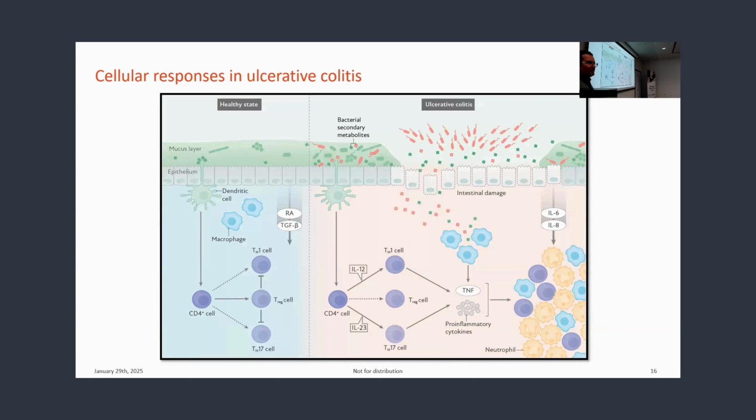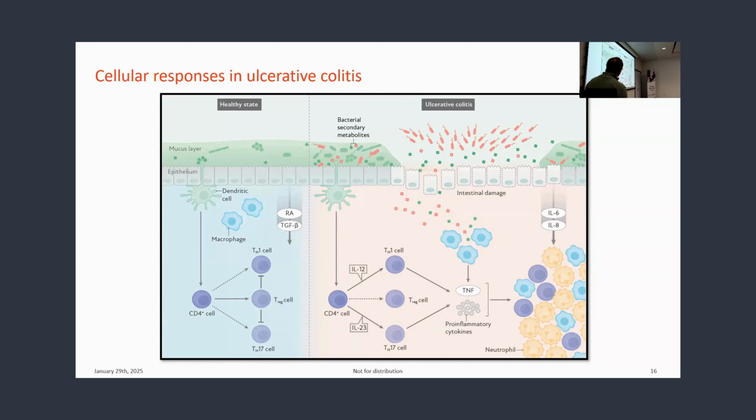So how does MB310 work, or how do we think MB310 is working? First, I'm going to remind you a bit of the cellular responses in ulcerative colitis pathology. In normal physiological conditions, you have a healthy microbiome. This is a very elusive term. You have a healthy mucosal and epithelial barrier, and the immunological scene, both innate and adaptive, is dominated by tolerogenic responses.